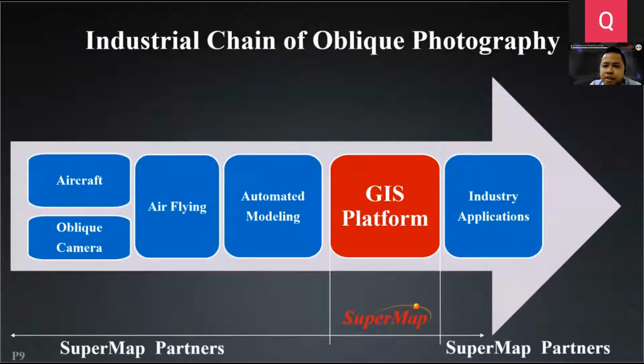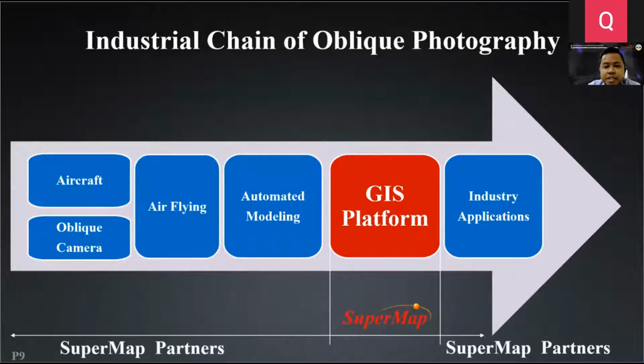And the process of making oblique photography applications is shown in these pictures. The first is the development of the oblique photography aerial platform, which mainly includes the flying platform, such as powered delta wings and aerial vehicles, and oblique photography cameras. And then there is oblique photography aerial flight, which is responsible for carrying out the aerial flight to obtain oblique image data.